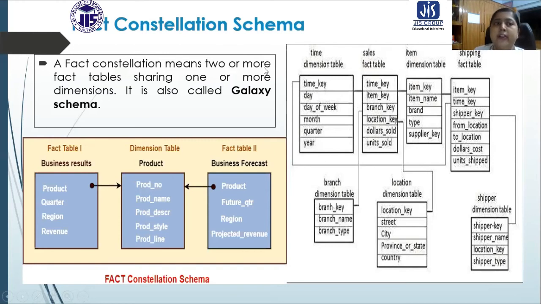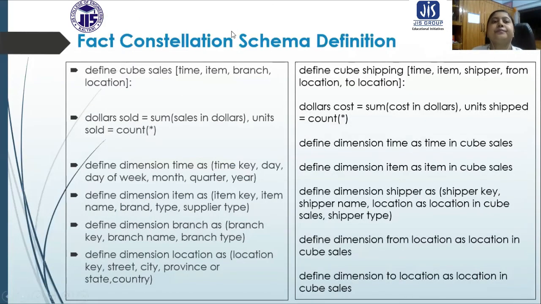So basically the most important thing is what? In the fact constellation schema, we can have more than one fact, and one dimension table can attach to more than one fact table. Okay. So this is basically how we can define a fact constellation schema.